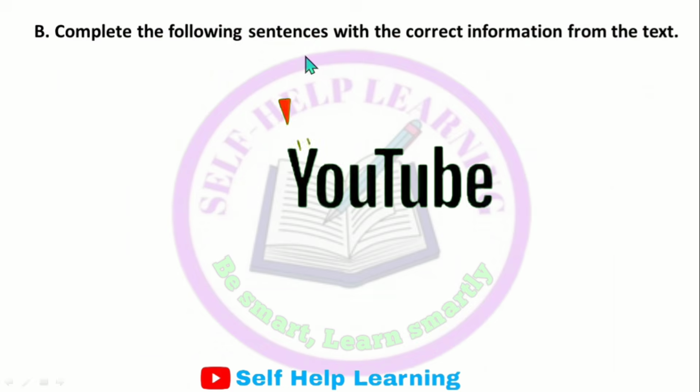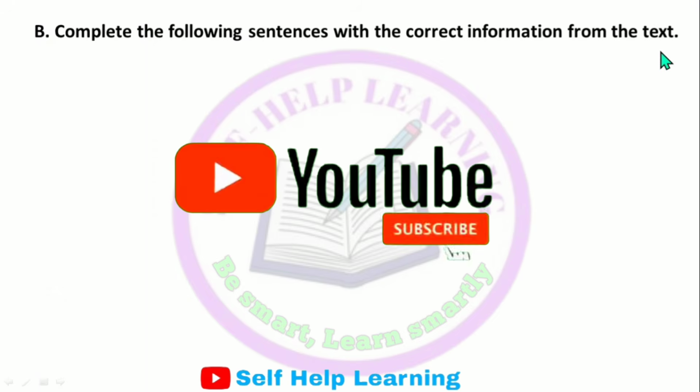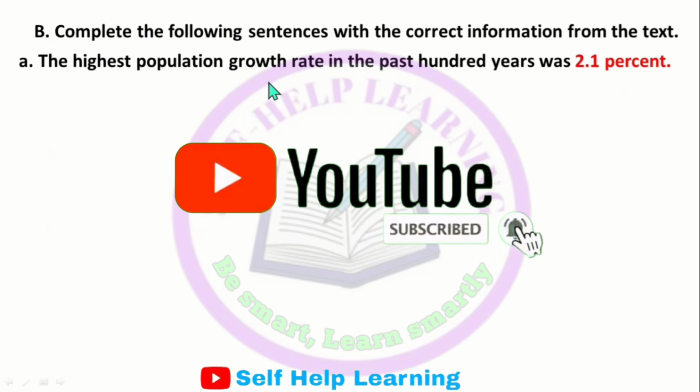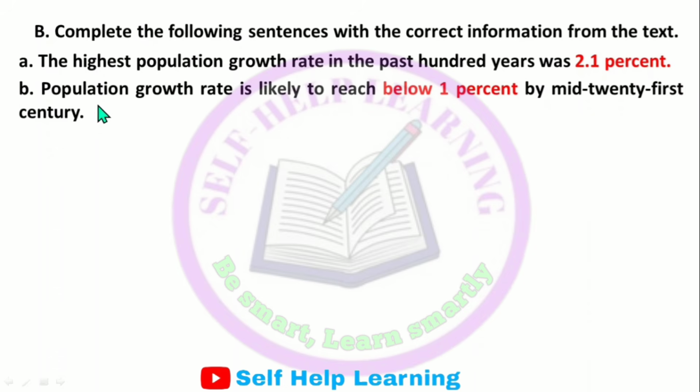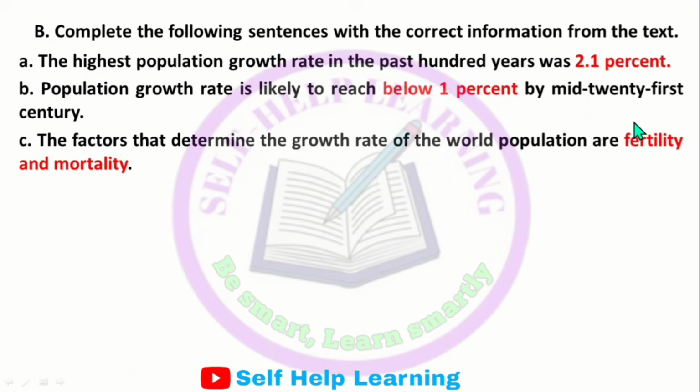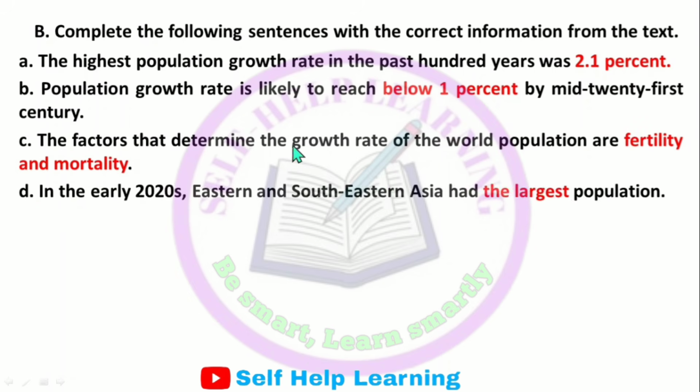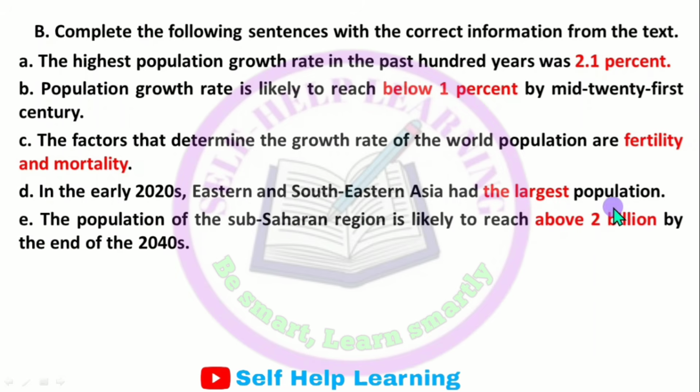Complete the following sentences with the correct information from the text. A. The highest population growth rate in the past 100 years was 2.1%. B. Population growth rate is likely to reach below 1% by mid-21st century. C. The factors that determine the growth rate of the world population are fertility and mortality. D. In the early 2020s, Eastern and Southeastern Asia had the largest population.